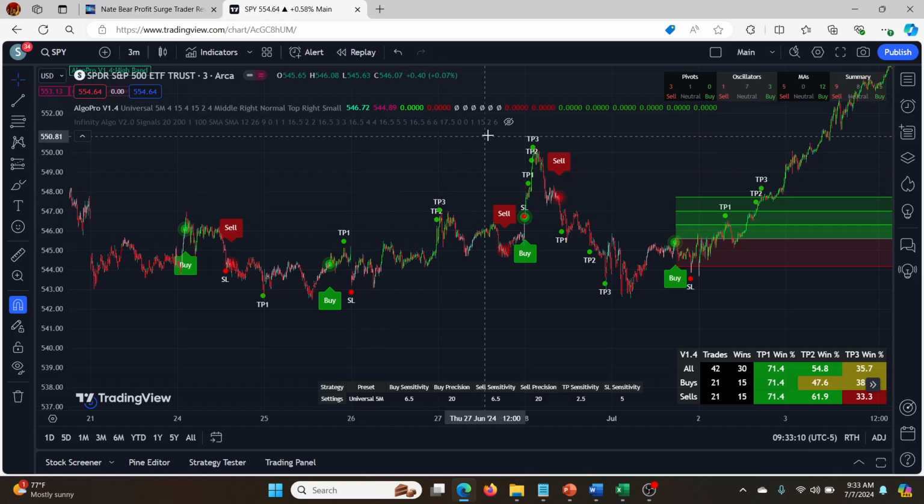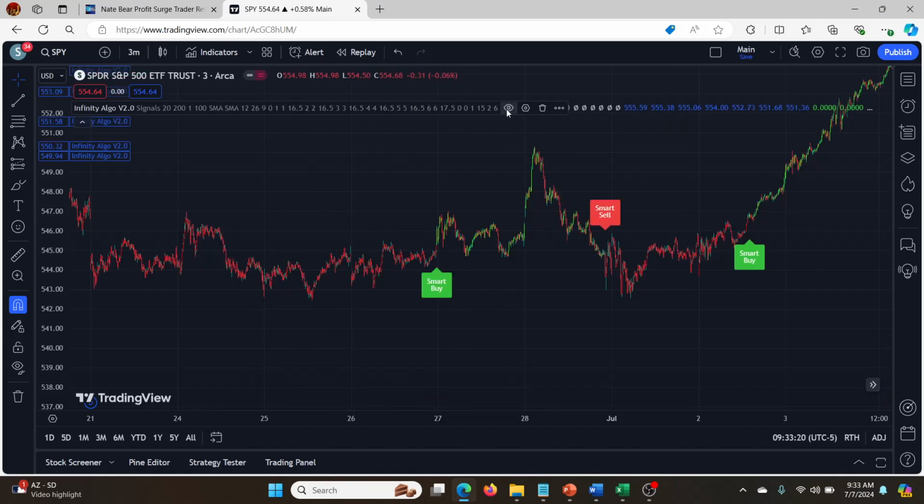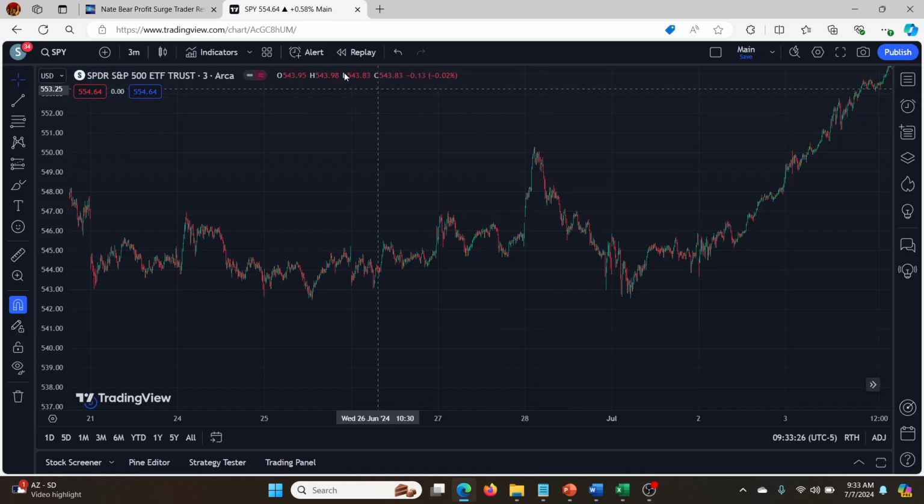And let me show you what that looks like. So if I go to Infinity Algo, I'm just going to get rid of Algo Pro at the moment. So I'm going to go to Algo Pro, I'm going to remove it. I'm going to remove Infinity Algo signals, so the chart's bare again. And I'm just going to put up the backtesting for Infinity Algo.